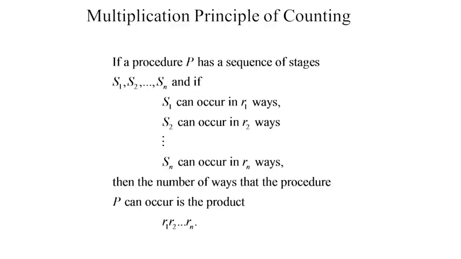The multiplication principle of counting, here's our general rule or understanding for this principle. If a procedure P has a sequence of stages, S sub 1, S sub 2, all the way to S sub n, and each of those stages can occur in R sub 1 ways, and so on all the way to R sub n ways, then to find the number of ways that the procedure P can occur, to find all of the different outcomes, we simply have to multiply all of the outcomes for each stage together. So we would take R sub 1 times R sub 2 all the way to multiplying by R sub n.